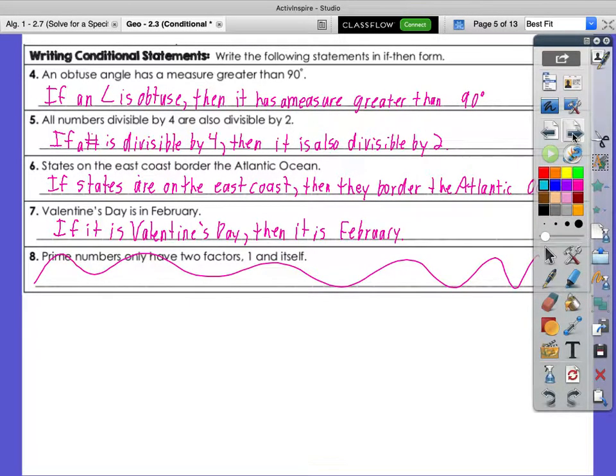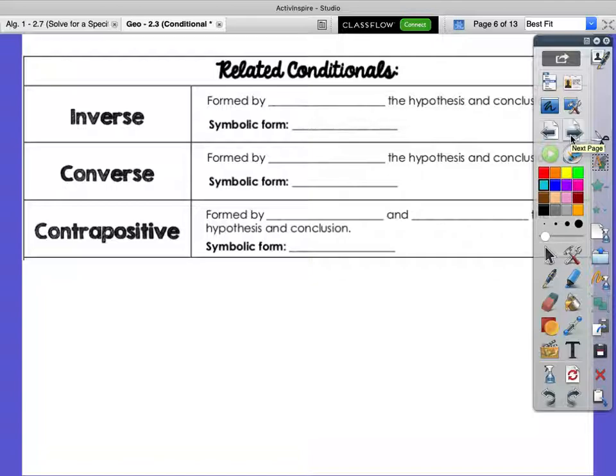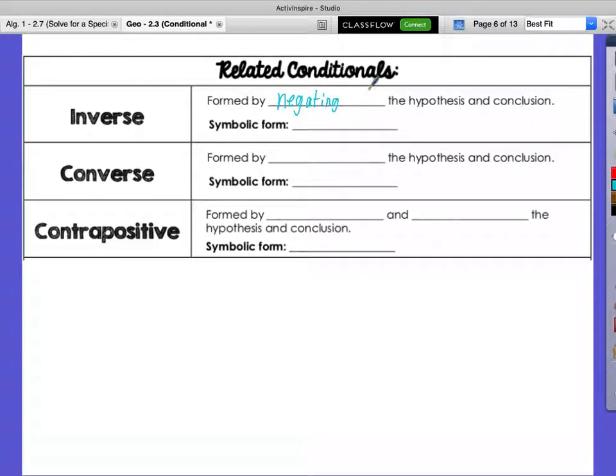Okay. Inverse is formed by doing what, Marissa? Negating the hypothesis and conclusion. Negating means what, guys? To add not, to make it the opposite of whatever it is, okay? So if it doesn't have a not, we add the not in somewhere. If it has a not, we take that not out, okay?